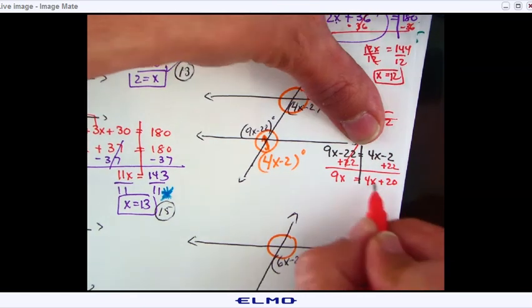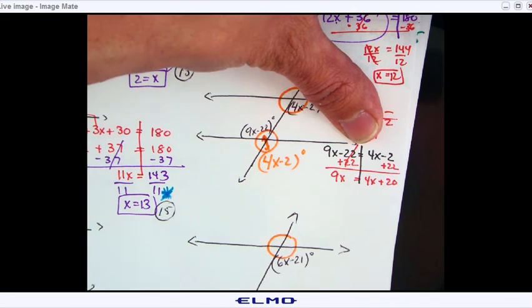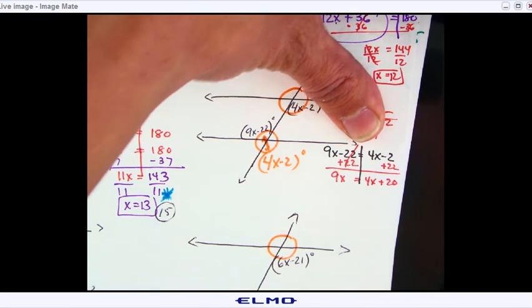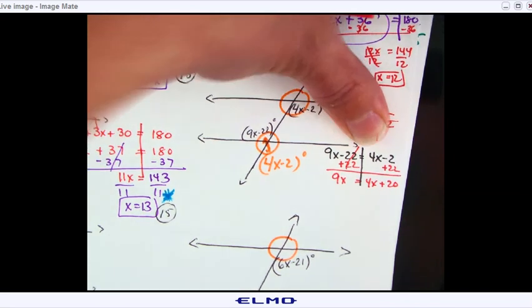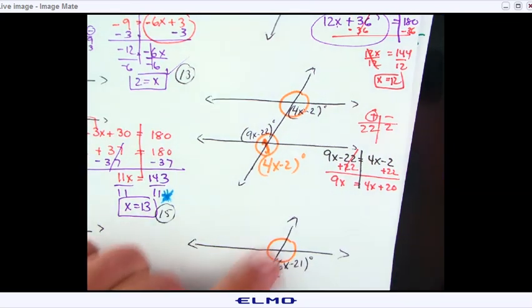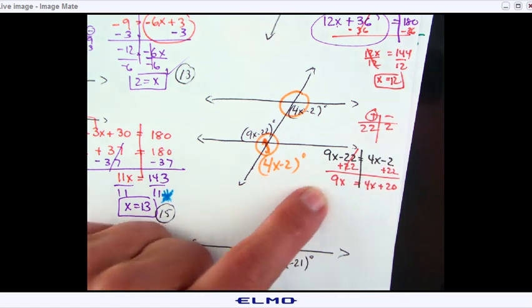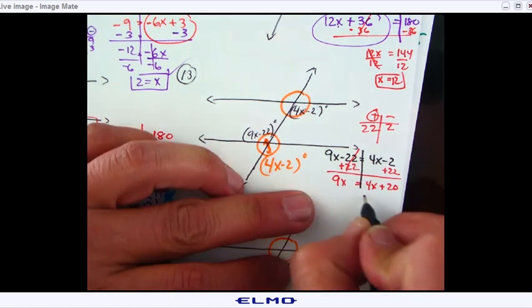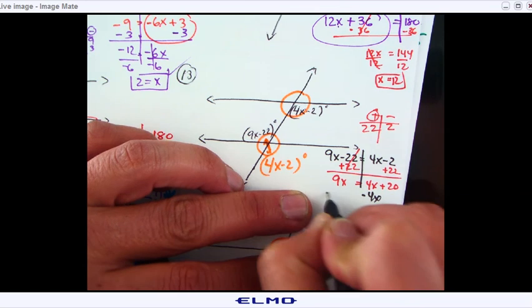Okay? Now there's x on both sides, so I want the x's on one side and the constant on the other side. So I'm going to have to take out the 4x. Otherwise, if I take out the 9x, that side will be 0, this side will be 0, and you have to do an extra step. So I'm going to do minus 4x.